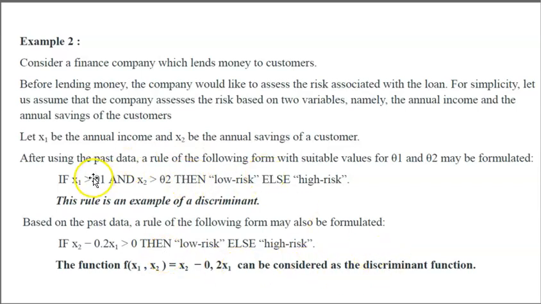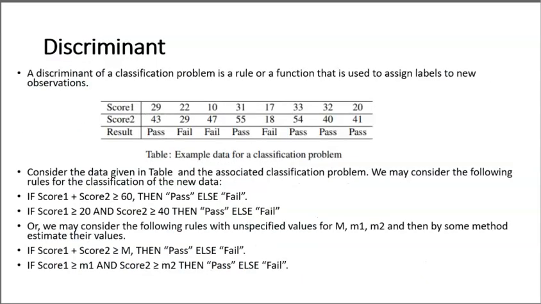So this x1 greater than theta 1 or x2 greater than theta 2, this is what we refer to as a discriminant. Discriminant is actually a decision surface which separates the different output classes. If we have two output classes, whether to give a loan or not, we have to find a decision surface between these two classes so as to decide where to put the new values coming in. So that is the discriminant, and if you are expressing that as a function, we usually refer to it as a discriminant function. Discriminant, in a classification problem, is a rule or a function that is used to assign labels to new observations.